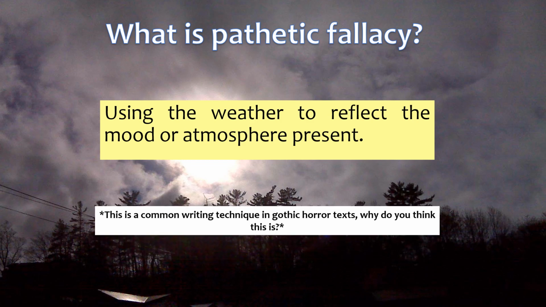And as I've previously said, this is a common technique in Gothic horror texts, and it is definitely super important. So, for instance, in Woman in Black, there's lots of mystery and secrecy going on there, and no one really knows what's happened at Hill House. And that's why it's always foggy all the time. It's always quite miserable and dark.